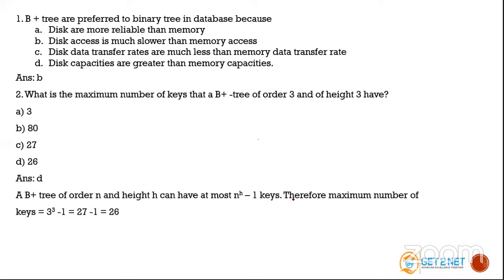Okay. The answer is D actually, Himani. Swati, okay, fine. The answer is D. See, for a B plus tree of order n and height h, the utmost keys should be n to the power h minus 1. This is the actual formula. So our n is 3 here, and height is 3. So our answer here is 26. Fine.